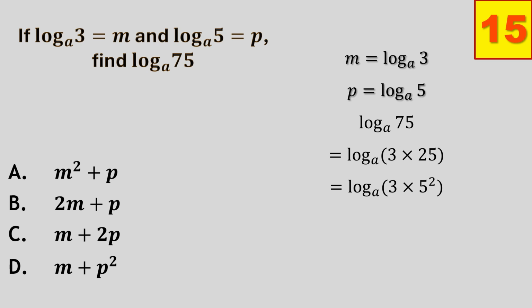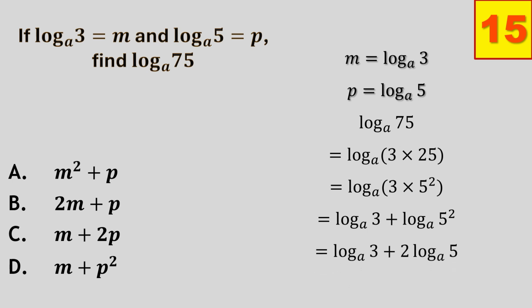The logarithm of the multiplication of 2 or more numbers is the same as the logarithm of each number added together. Now, the logarithm of 5 raised to the power of 2 is the same as 2 times the logarithm of 5. Finally, replace log 3 with m and replace log 5 with p. So the answer is m plus 2p.